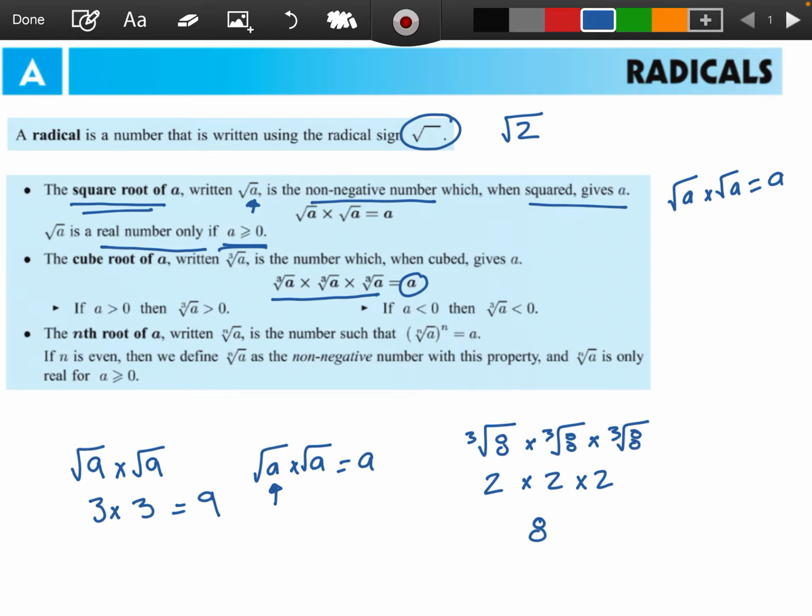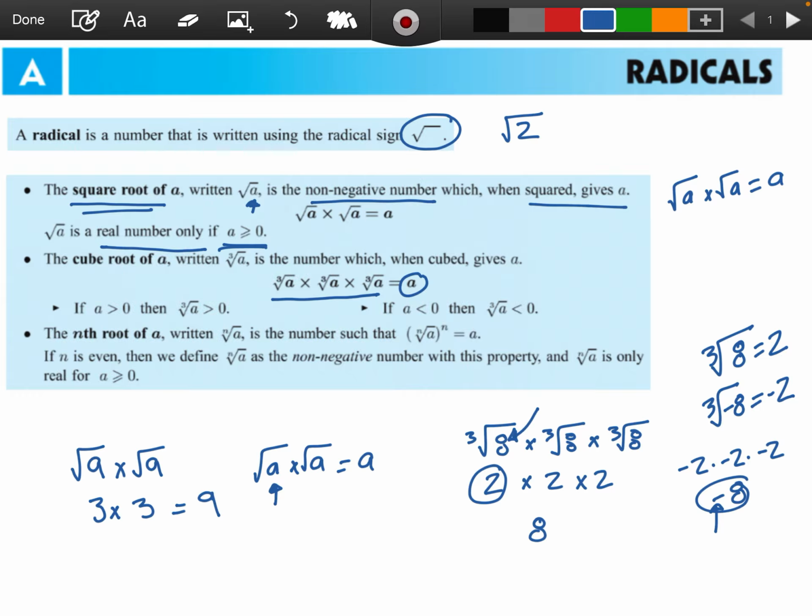Now, interestingly, with cube roots, if the number that is underneath the cube root sign, the radical sign, is positive, then our answer will be positive. So if we take the cube root of positive 8, we get positive 2. If we take the cube root of negative 8, we can do that, unlike with square roots, and you would get negative 2. Because if you think about it, negative 2 times negative 2 times negative 2, that is how you end up with that negative 8.